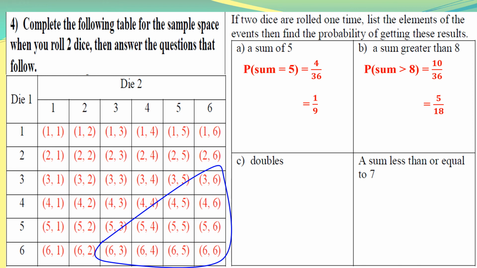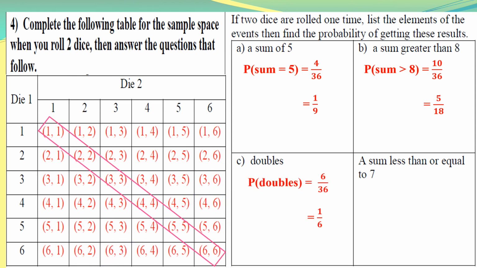Letter c, find the probability of getting doubles. Doubles will only be (1,1), (2,2), (3,3), (4,4), (5,5), and (6,6). There are 6 of them. Therefore, the probability of getting doubles is 6/36 or 1/6.